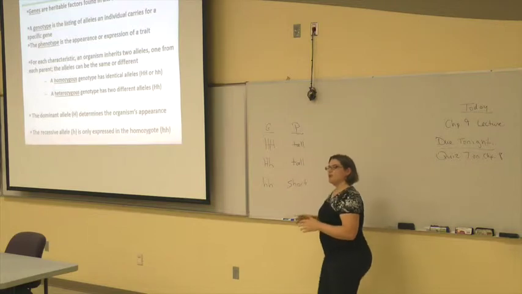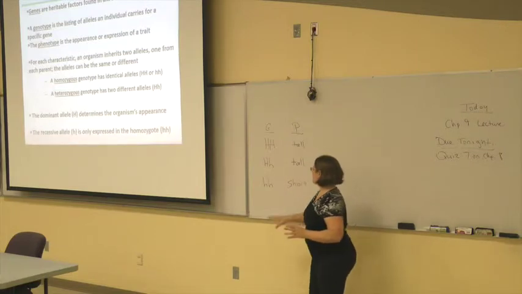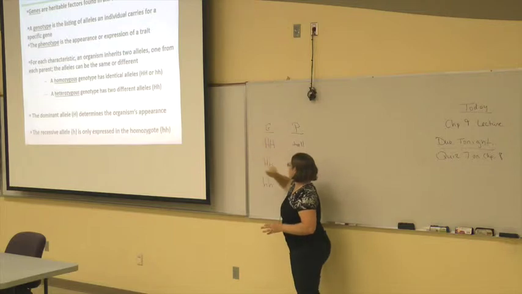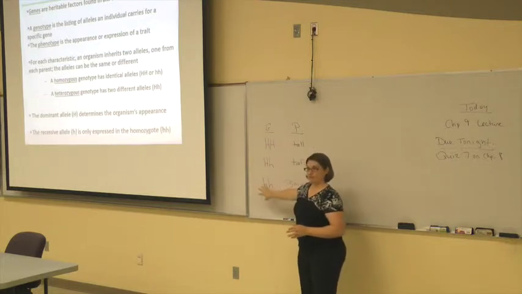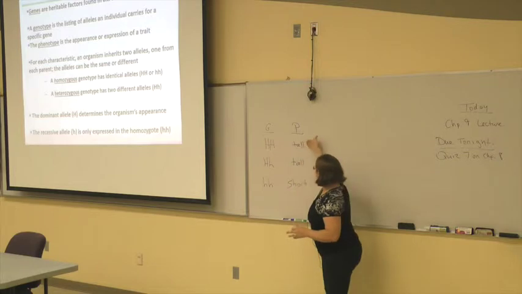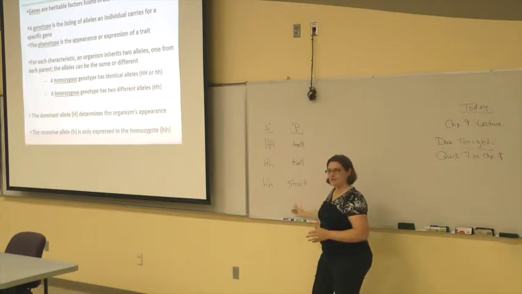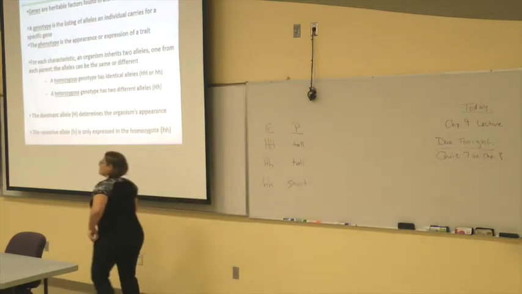I just want you to really know the difference between genotypes and phenotypes right now. Genotypes: the listing of alleles or descriptions of the alleles, like homozygous dominant, heterozygous, homozygous recessive. And then phenotypes: the expression of the genotype, what you can see or measure. Are you clear on that?